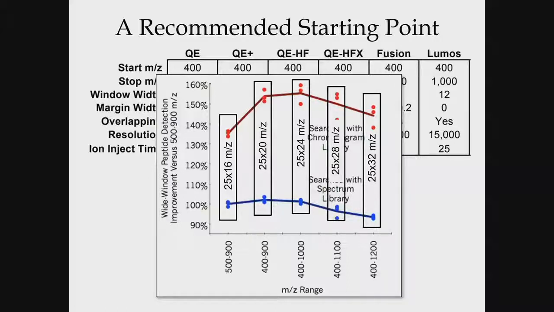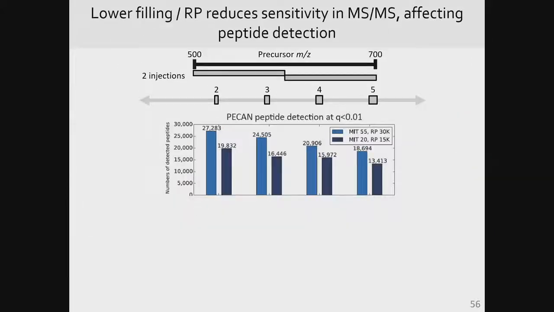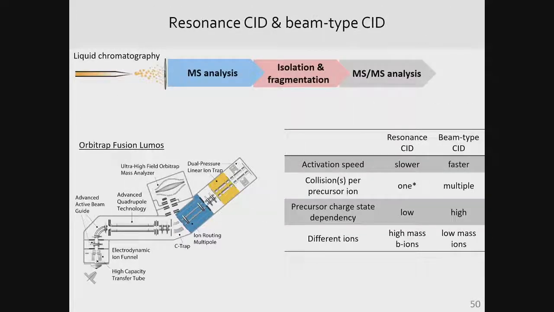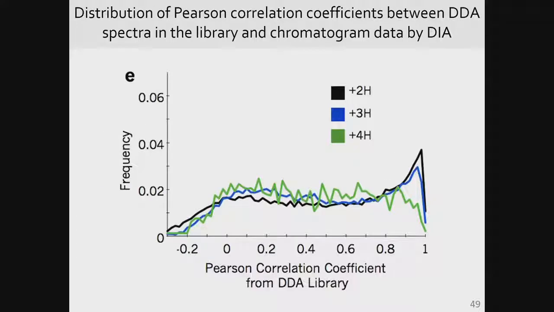Great. Other questions for Mike? At one point, I think slide 49, you showed negative correlations. Yeah, I'm not sure why there are negative correlations. I'm assuming that those are just incorrect matches.